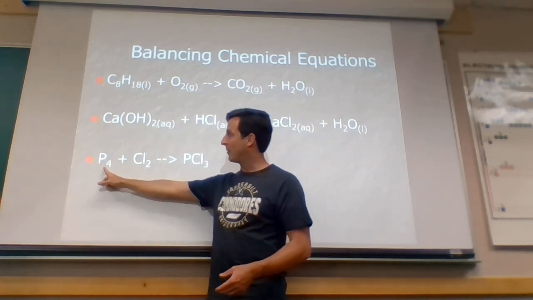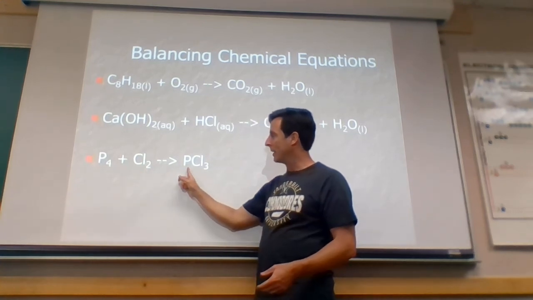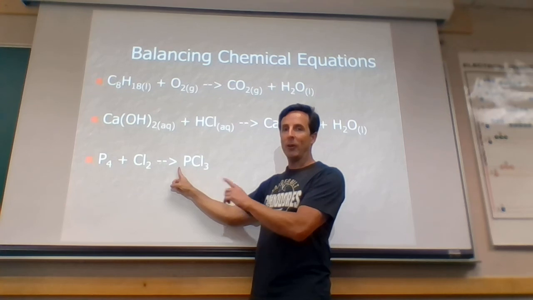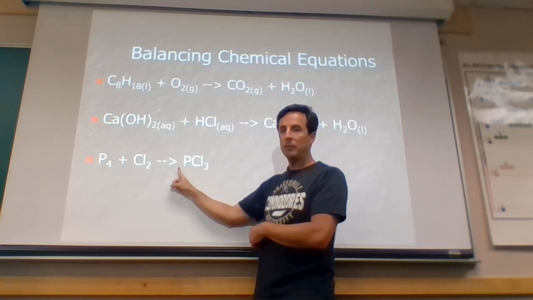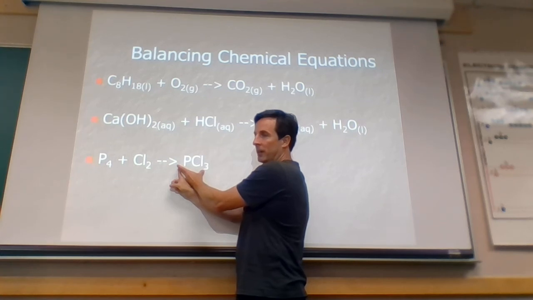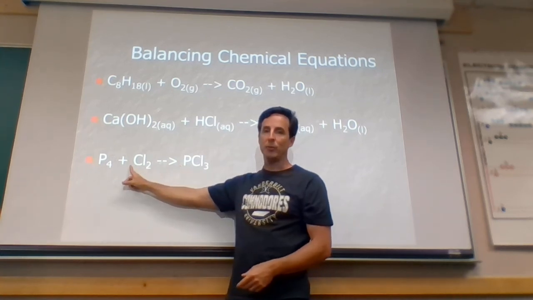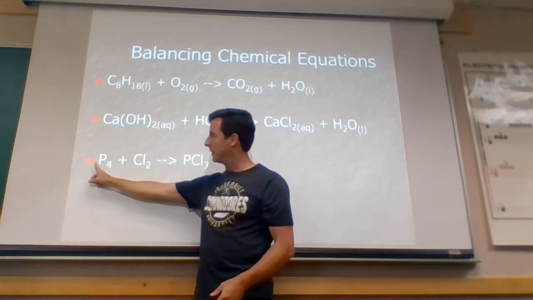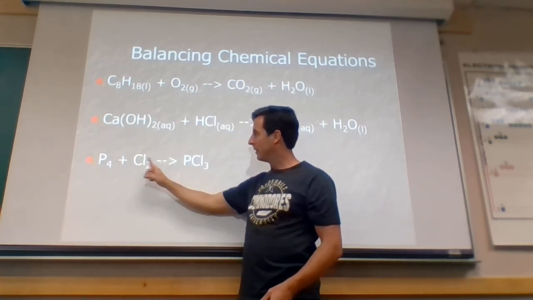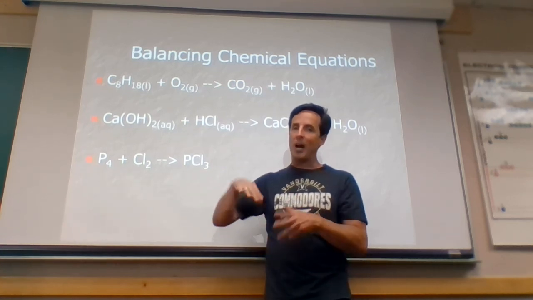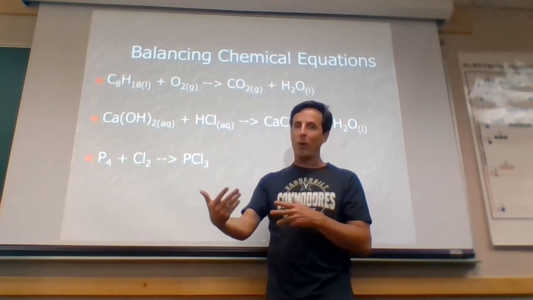I have 4 phosphorus atoms here, I only have 1 here. So if I put a 4 in front right here, that's going to balance phosphorus. But if there's a 4 here, 4 times 3 gives me 12 chlorines. So that means I'm going to need 6 Cl2s. So my balanced equation should be 1 of these, 6 of these, 4 of these. And it works. Again, you could have gotten there from chlorine also, but it's a little bit harder that way.